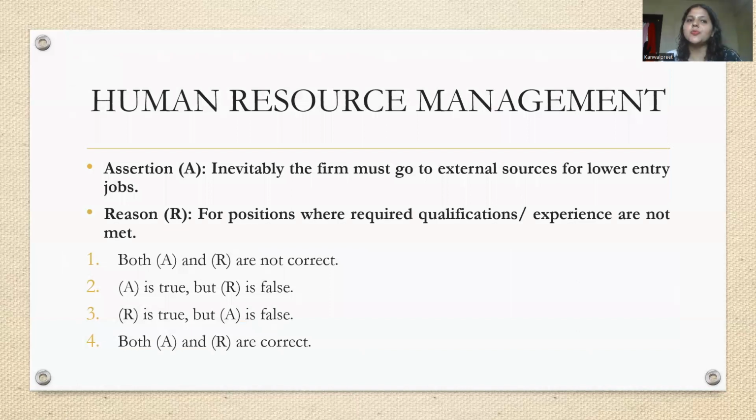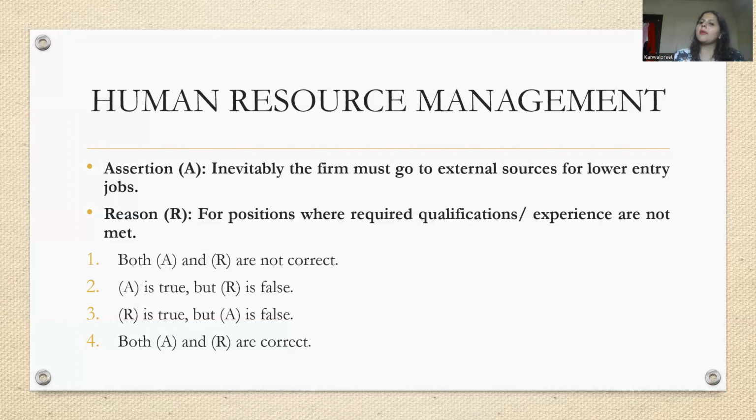Again, it is from Human Resource Management, assertion and reasoning. What is assertion and reasoning? Two statements are given to you. Either they can be independently correct or they can be related to each other, and one may be the reason for the other or it may not be the reason. So let's read. Inevitably, the firm must go to external sources for lower entry jobs. Okay, as I told you, you can hire from internal sources or from external sources. Lower entry jobs such as the peon, the clerks, where not much experience is required, such as data entry, you can teach them. Okay, reason: for positions where required qualification and experience are not met.